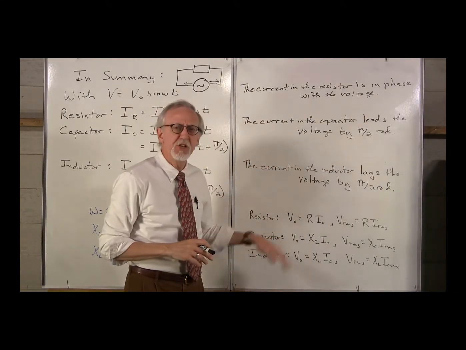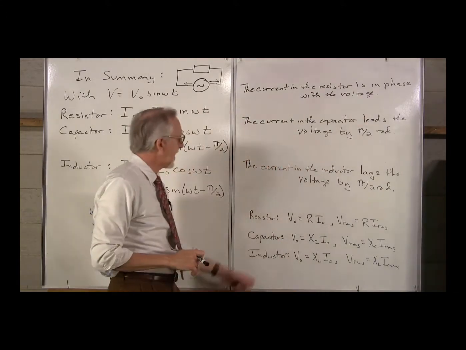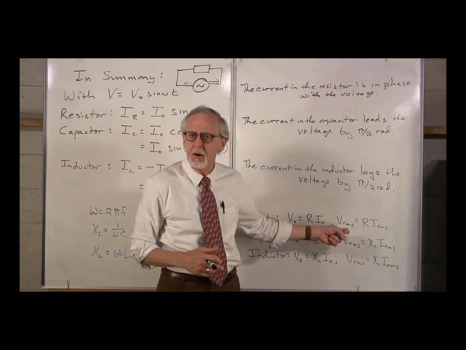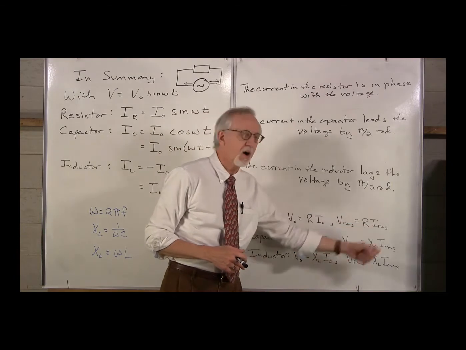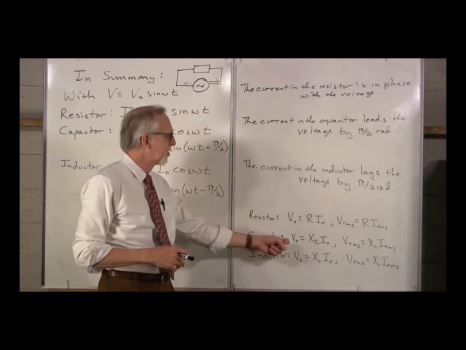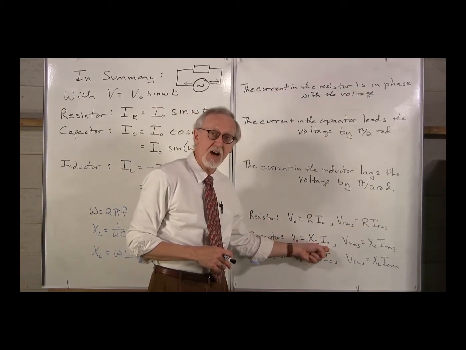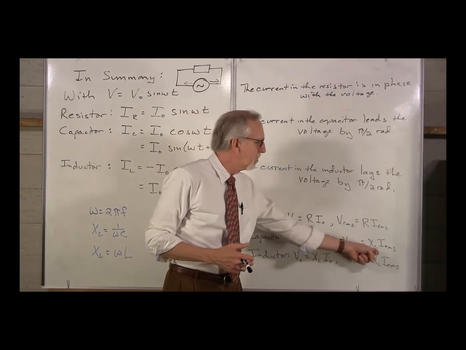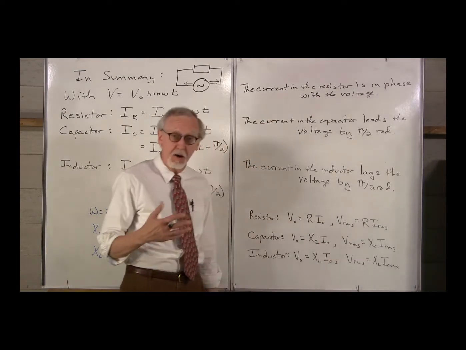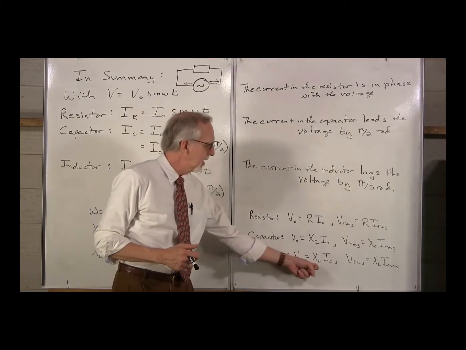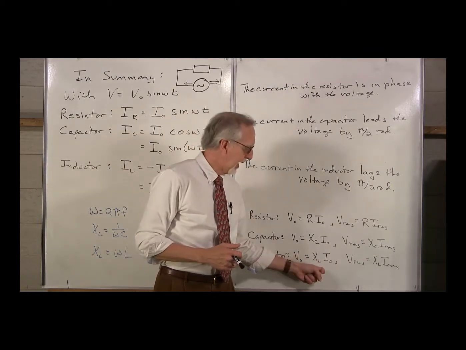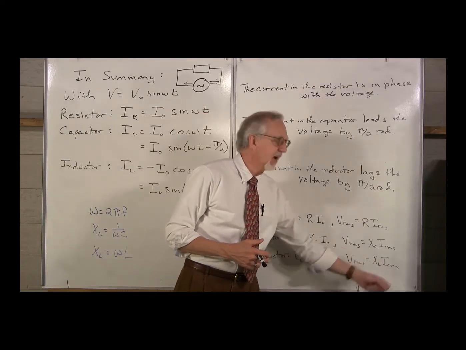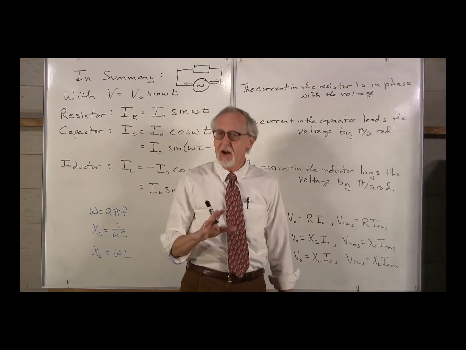And then the relationships between the amplitudes. We had that for the resistor, V naught was R I naught, or in terms of the RMS values, V RMS was R I RMS. For the capacitor, V naught was Xc I naught, where Xc is the capacitive reactance, or V RMS was Xc I RMS. And for the inductor, V naught was XL I naught, where XL is the inductive reactance, or V RMS is XL I RMS. Very good.